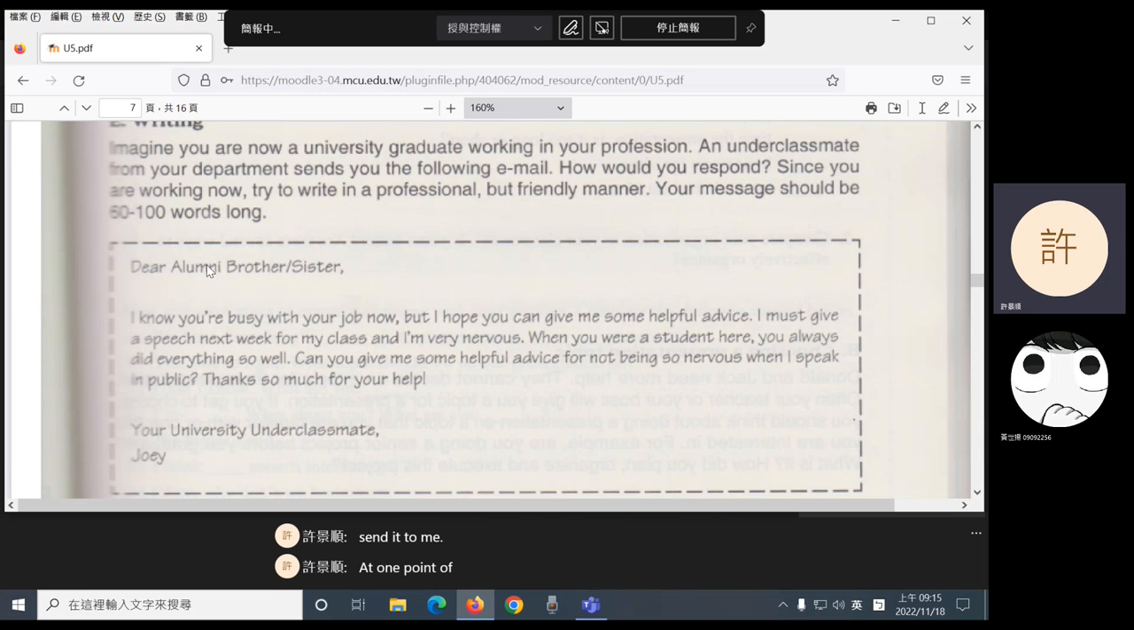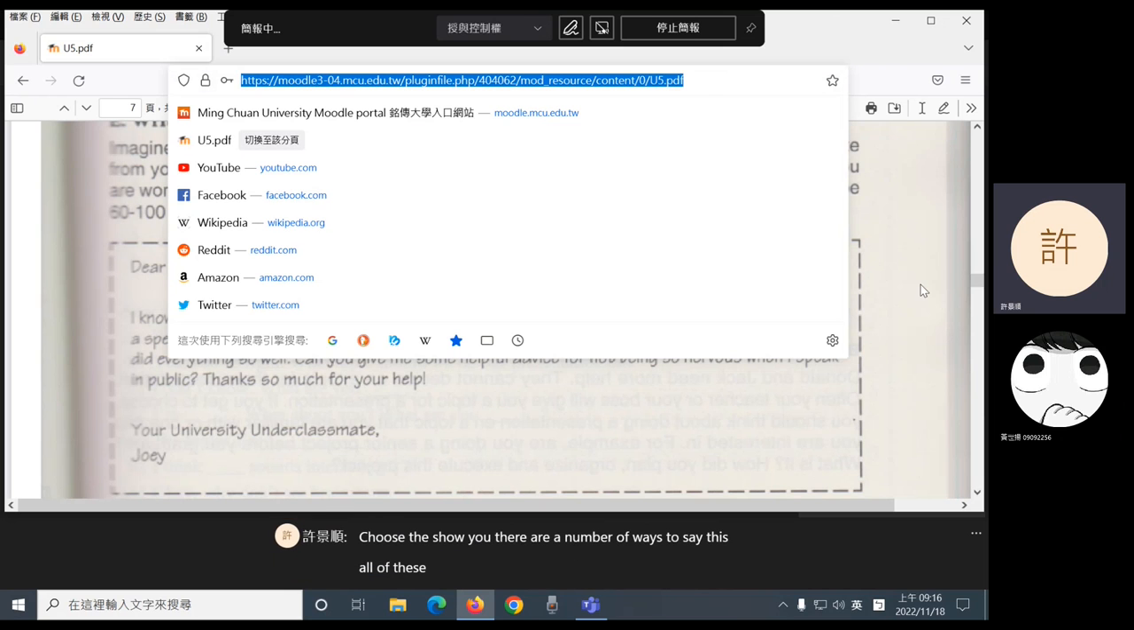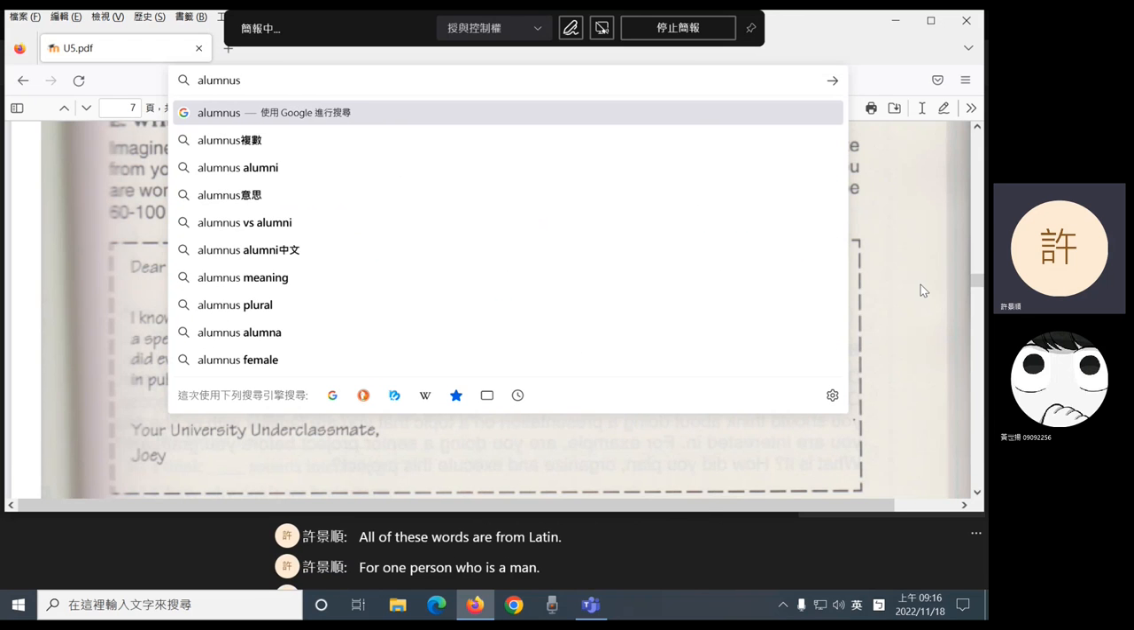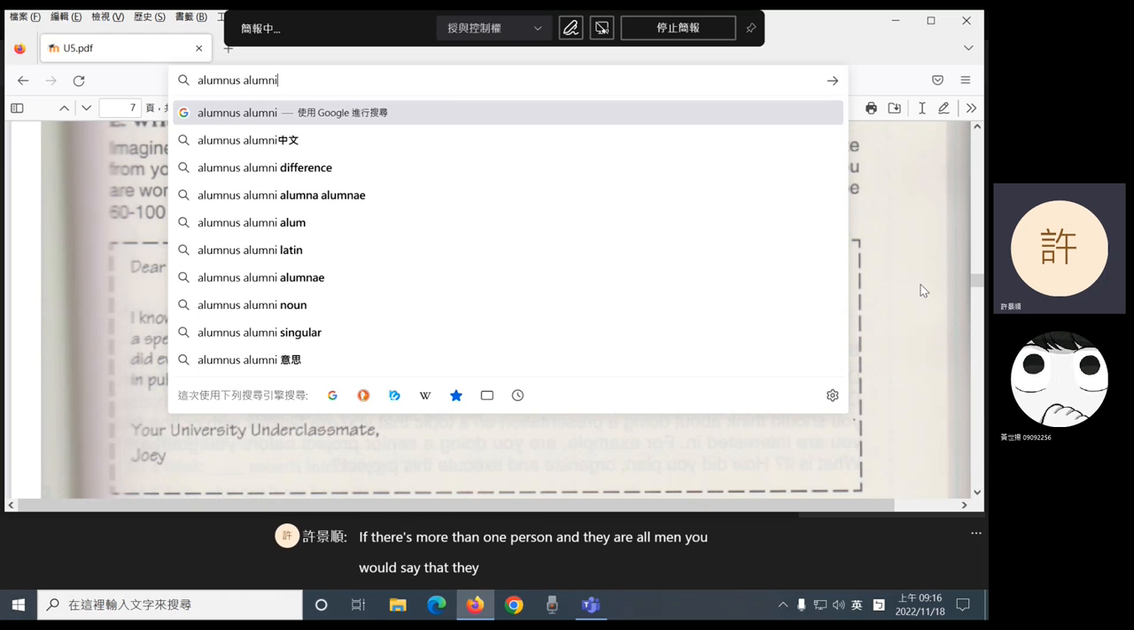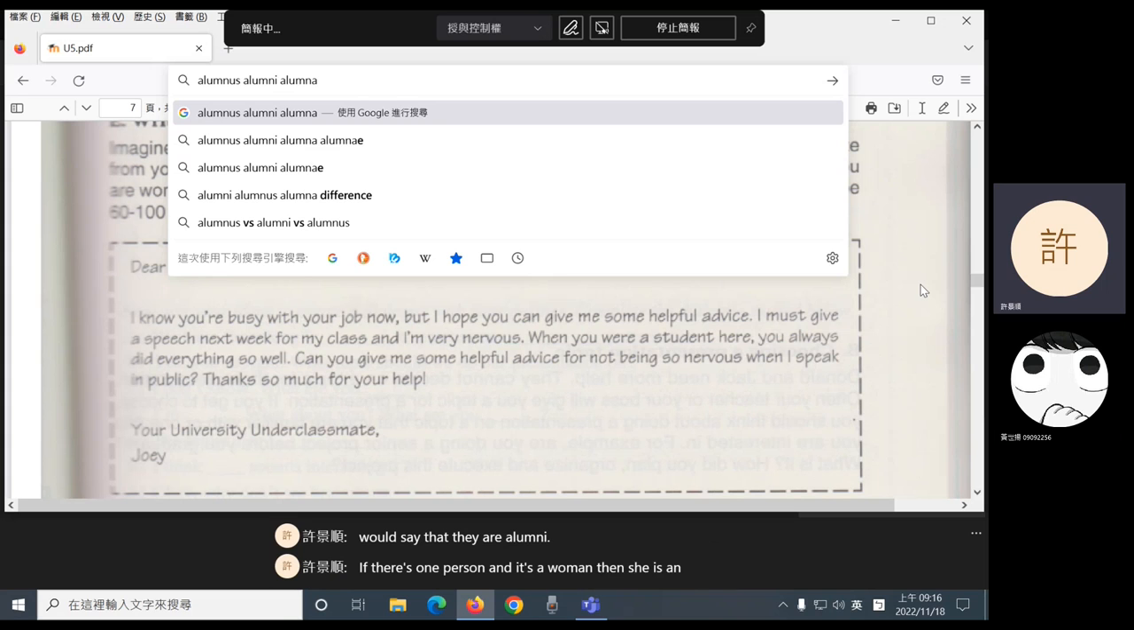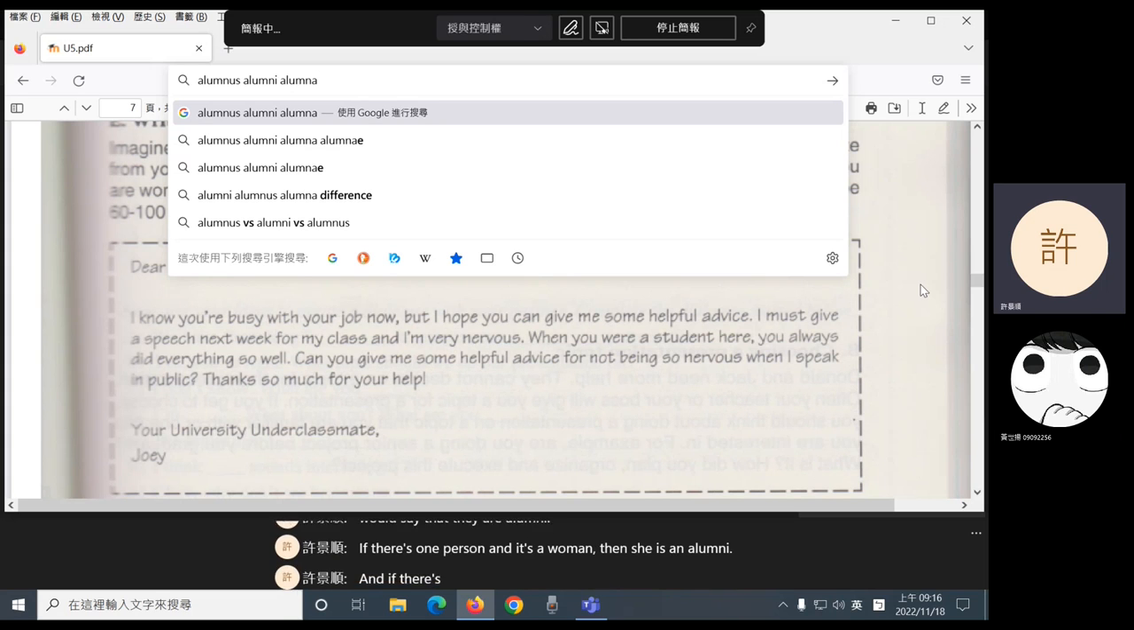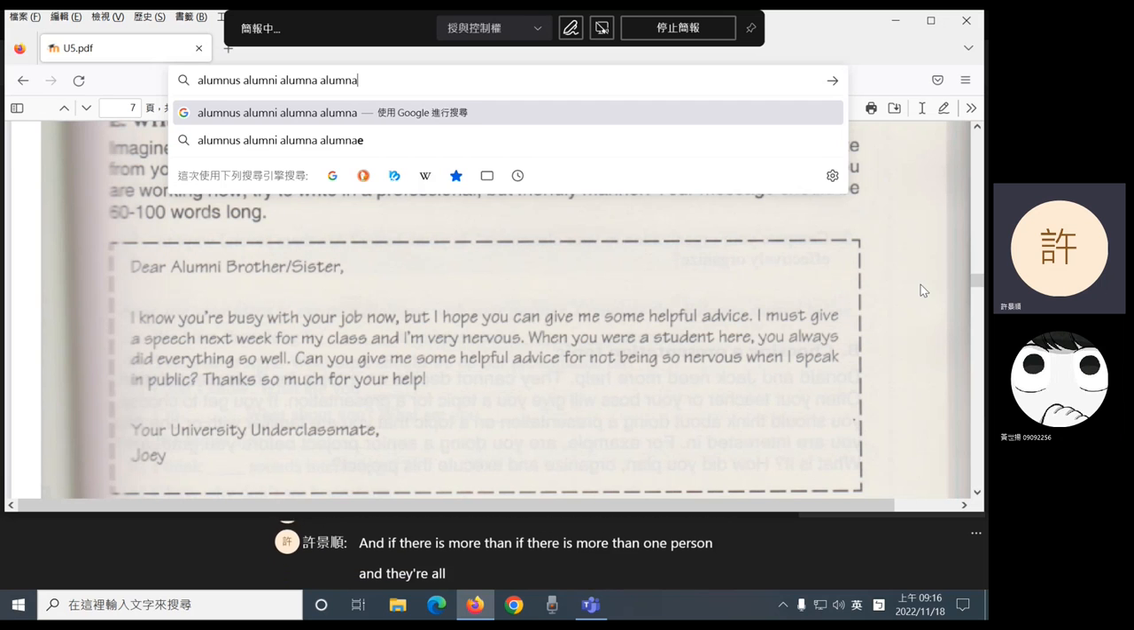One point of vocabulary, this word alumni. This is when we say someone who has graduated from the school, 就是校友. There are a number of ways to say this. All of these words are from Latin. For one person who is a man, you would say that this person is an alumnus. If there's more than one person and they are all men, you would say that they are alumni. If there's one person and it's a woman, then she is an alumna. And if there's more than one person and they're all women, then they're all alumni.